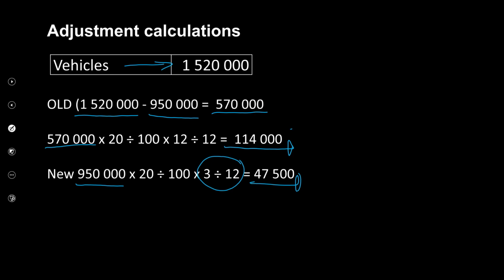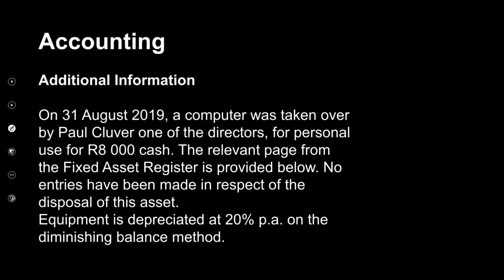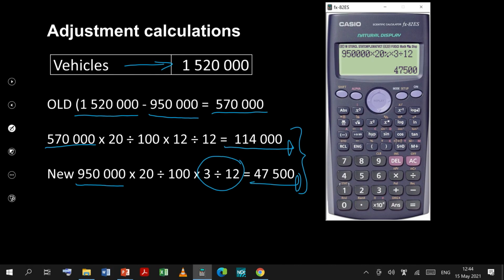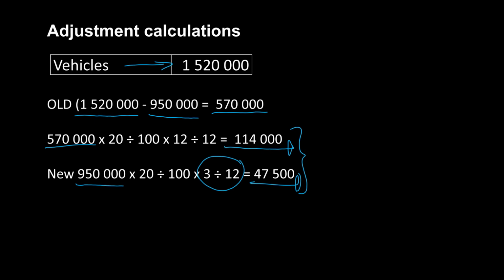So there's my total depreciation on my vehicles. If we take those two figures now, the 47,500 plus the 114,000, that will give me 161,500. What is the 161,500?